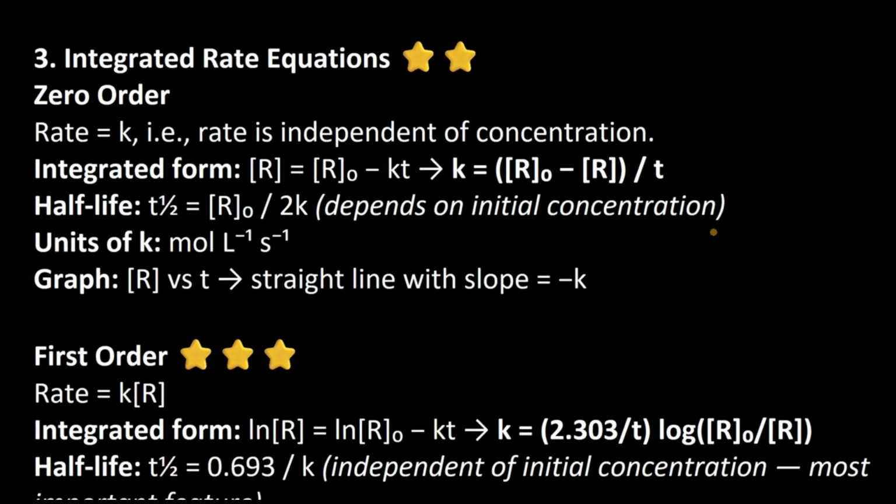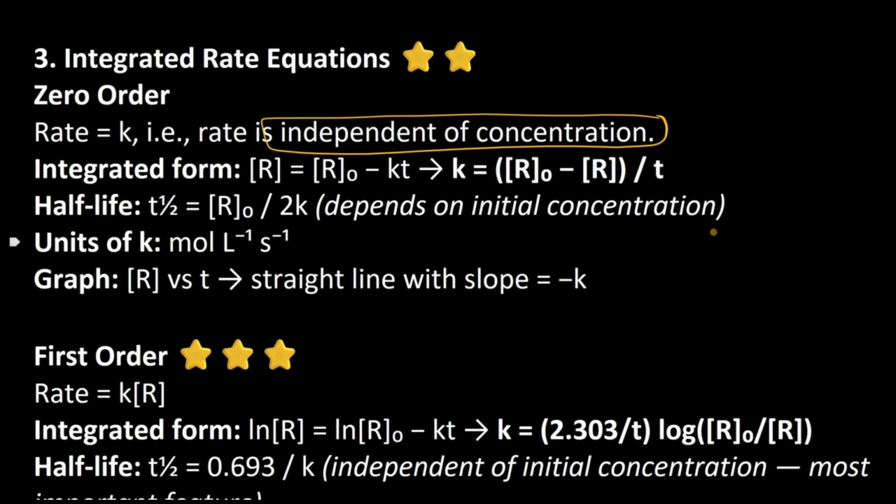Then there are first order reaction, second order reaction, third order reaction, zero order reaction. Mostly they will be asking questions from first order reaction and zero order reaction. So the zero order reaction is rate is K. Rate is independent of the concentration. And the integrated rate form can be written as R0 minus R by T half.